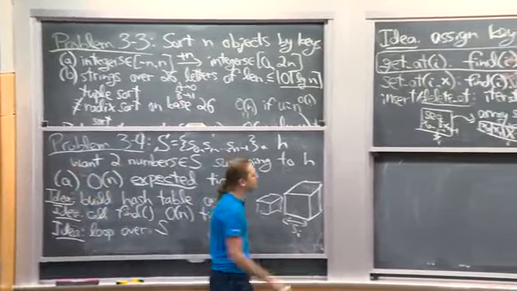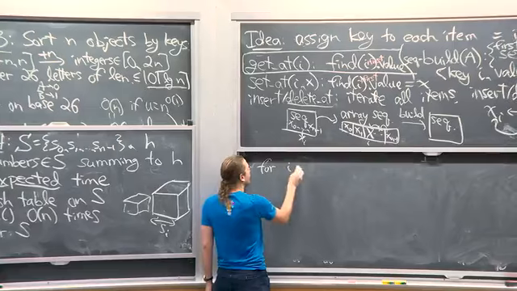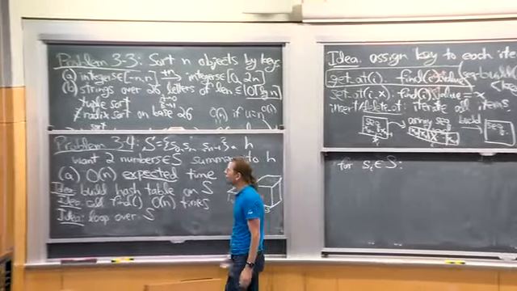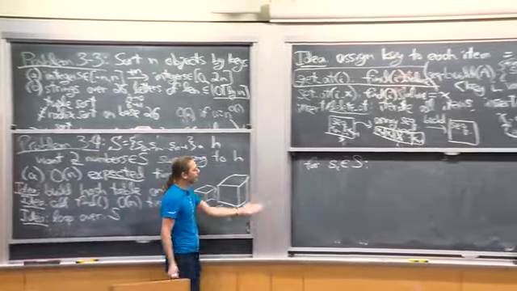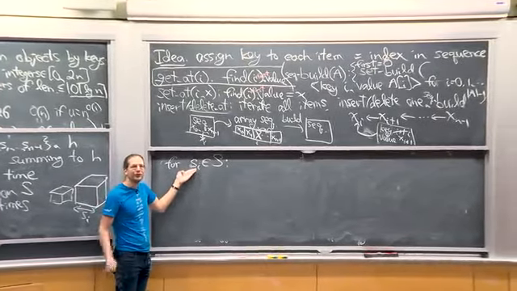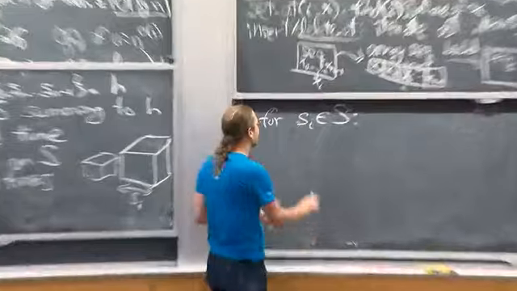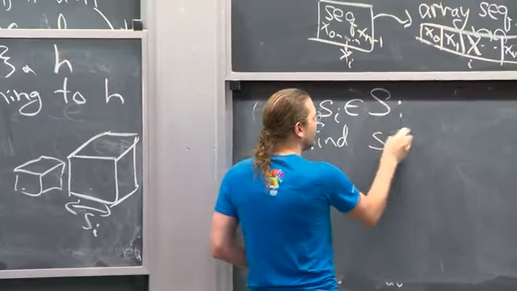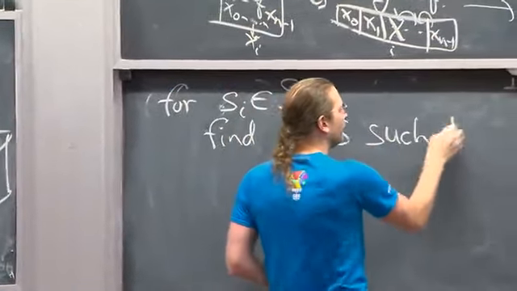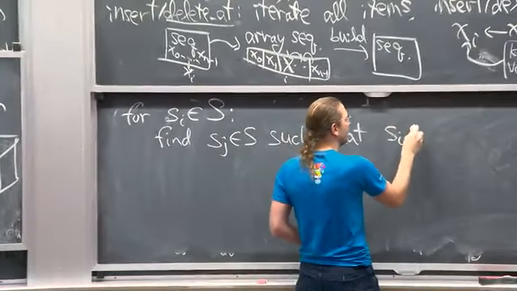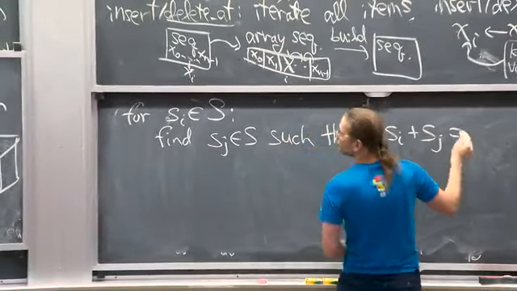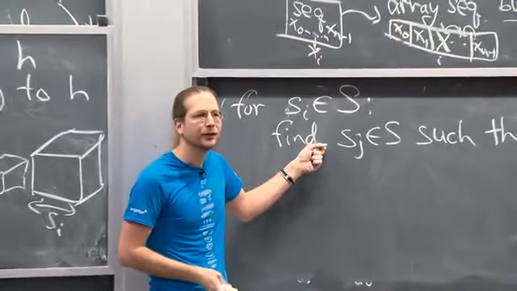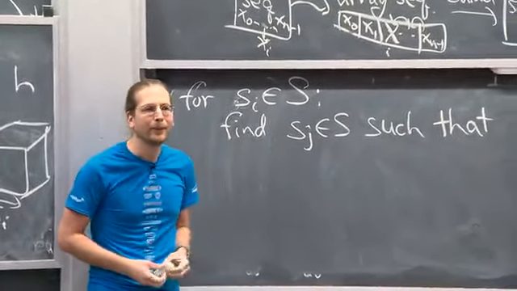So let's do it, let's say, for Si in S. So I want to find two numbers. Here I've exhaustively looped over one number. I just need to find the second number that could possibly add up, right? I want to find whether there's an Sj in S such that Si plus Sj equals h. Can I do that query with find? How?